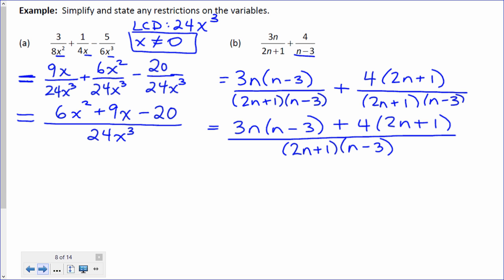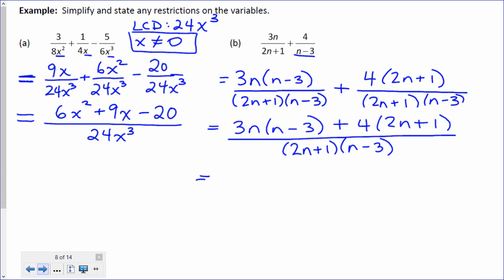So what you need to do now is make the numerator one expanded polynomial. As soon as you see brackets, it doesn't automatically mean it's factored, right? There's this plus sign here. It means it's not factored. So what you need to do is expand the 3n into the n minus 3. You're going to expand the 4 into the 2n plus 1, collect your like terms, and see what polynomial is in your numerator. If it's factorable, great. Try and factor it, see if you can cancel stuff out. If it's not, you're done. Okay? So let's see what happens when I expand.